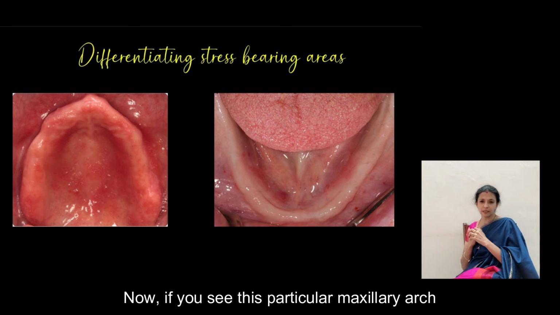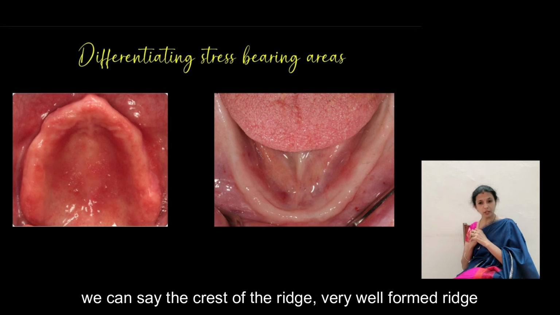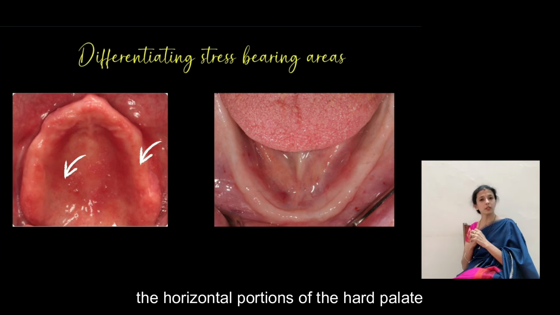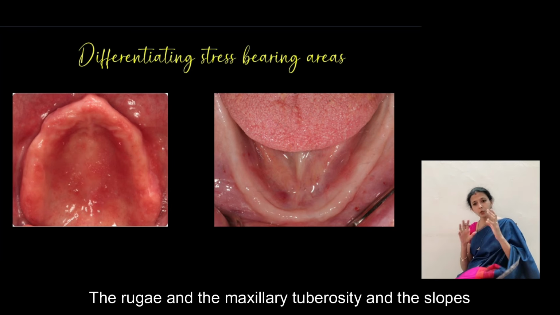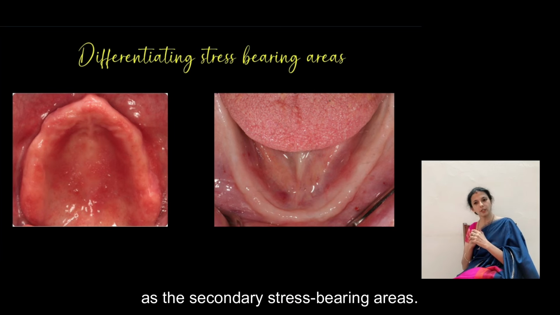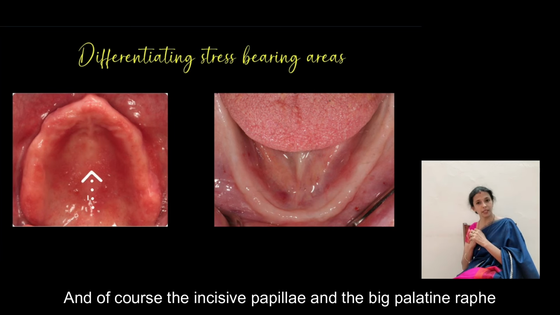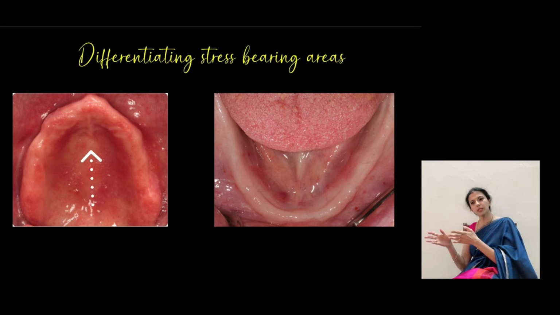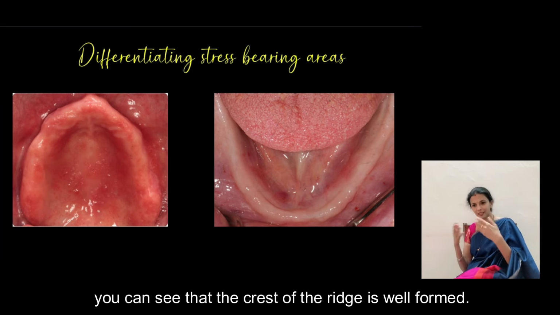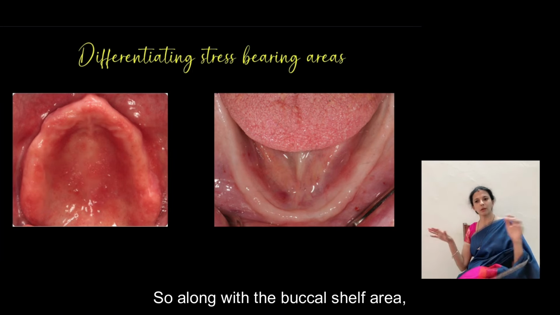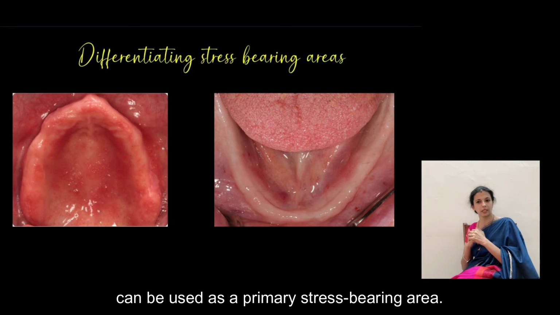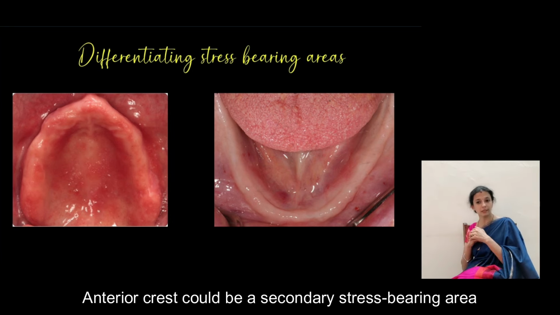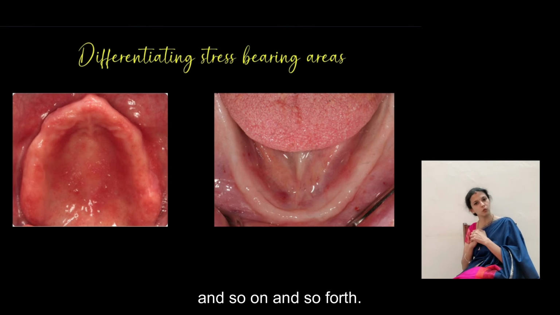If you see this particular maxillary arch, we can say the crest of the ridge is very well formed. So the crest of the ridge as well as the horizontal portions of the hard palate I can use as the primary stress bearing areas, the rugae and the maxillary tuberosity and the slopes as the secondary stress bearing areas, and of course the incisive papilla and the mid palatine raphe as the relief areas. Similarly, in the mandibular arch, you can see that the crest of the ridge is well formed. So along with the buccal shelf area, the crest of the posterior alveolar ridge can be used as a primary stress bearing area. Anterior crest could be a secondary stress bearing area, and so on and so forth.